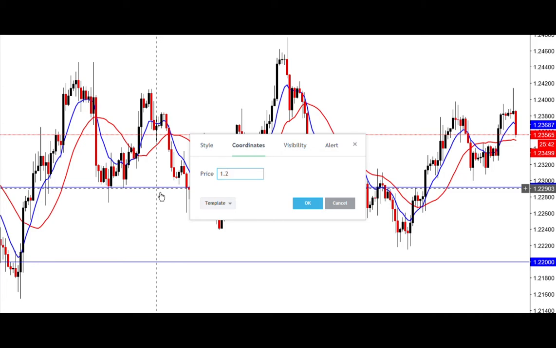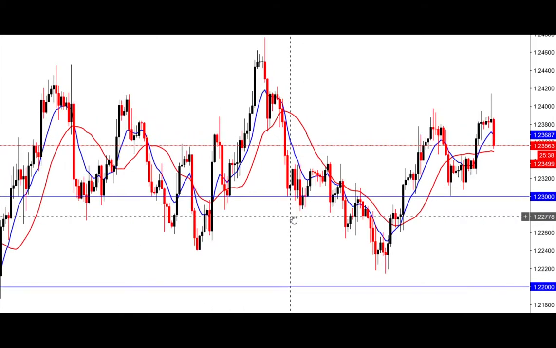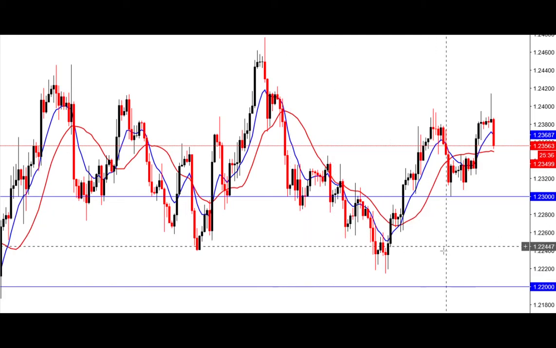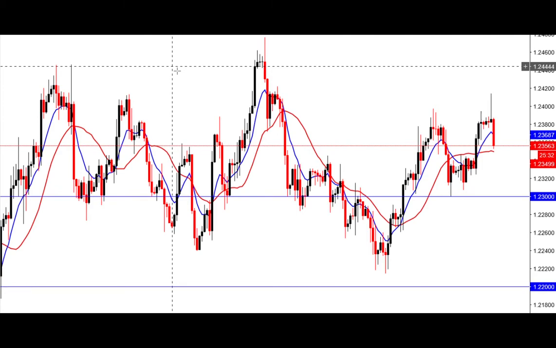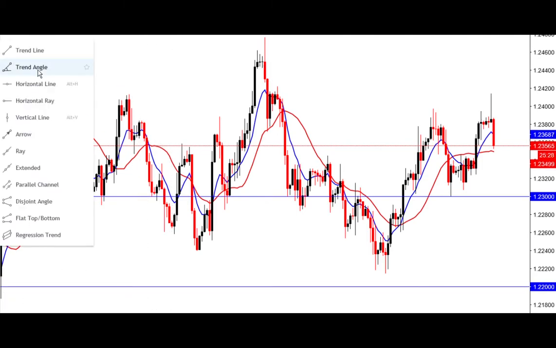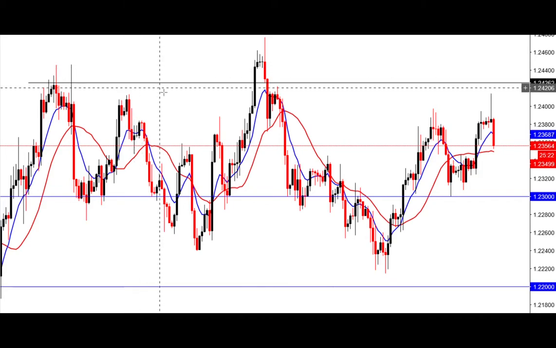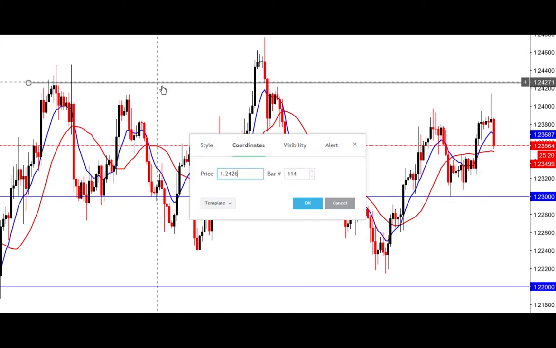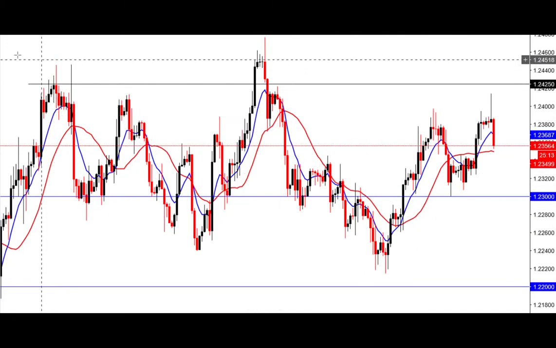I don't know if you have noticed, but most of my levels are round levels. I like levels revolving around 50 and 00 at the end. I don't like levels which are just hanging, like 1.241, 267. These are not really good levels. So I like rounding off my levels. So like this one, I'll round it off to 1.24, 250 maybe. Okay, so those are my levels.